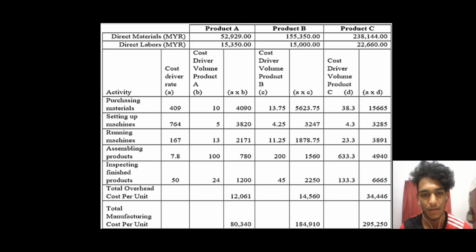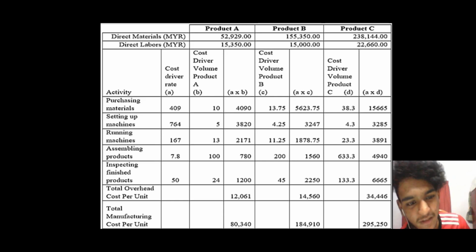167 times 11.25, and you get 1,878.75. 7.8 times 200, and you get 1,560. Inspecting finished products, 50 times 45, and you'll get 2,250. Add all these 5, and you will get the total overhead cost per unit, as you did for product A.